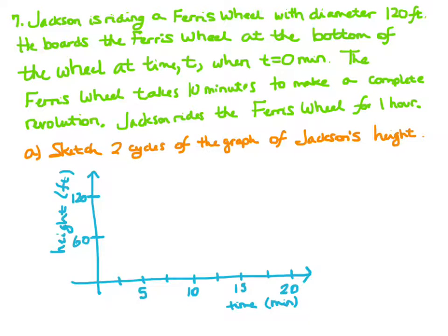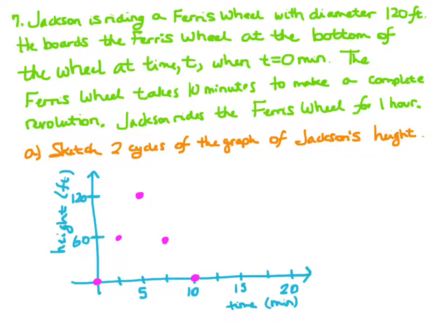Jackson's getting on at the bottom at time t equals 0, so I know that's going to be our value there, and it takes 10 minutes to go all the way around, which means at time 10, we're going to be back at the bottom, back at 0. Halfway through is when he's going to hit the high point. He's going to be at the top of the Ferris wheel at 120. That's going to happen at 5 minutes. And then at 2.5 minutes, we should be halfway to the top. And at 7.5 minutes, we should be halfway back down.